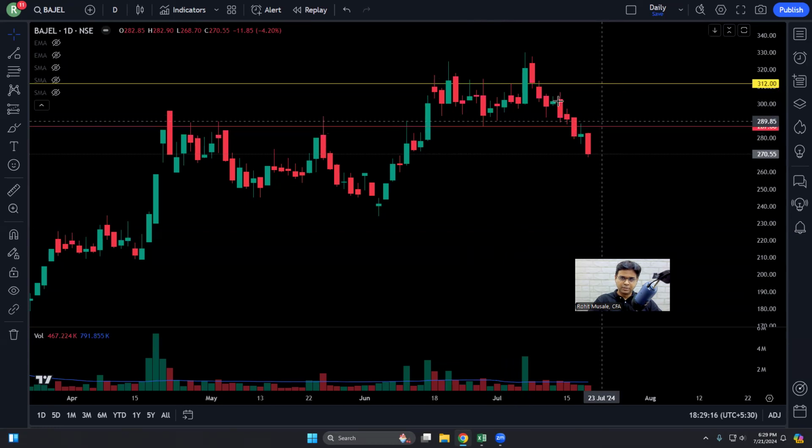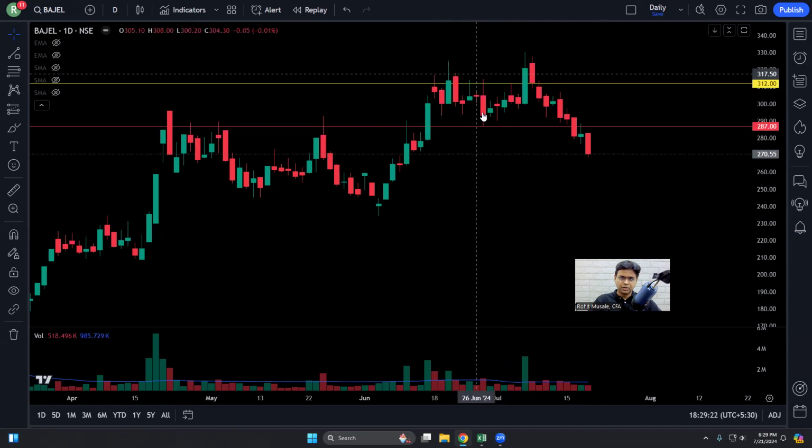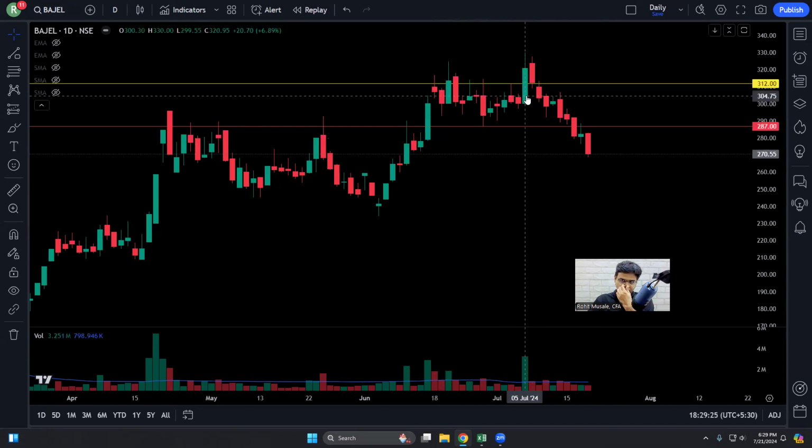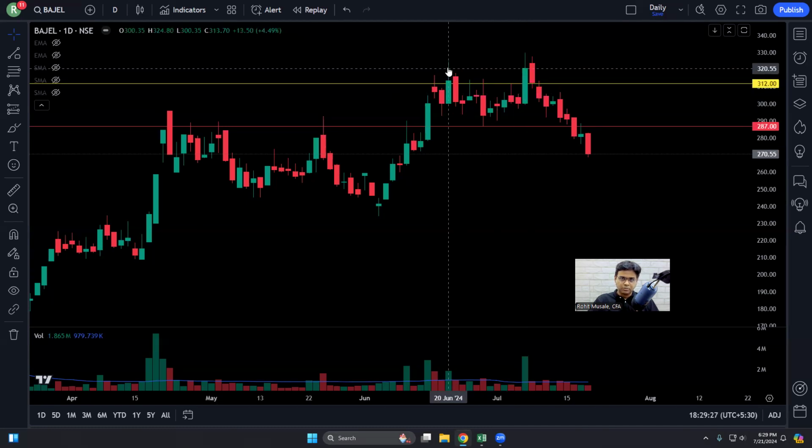The red line is my stop loss. On 5th of July, on this green candle, I bought the stock. So let us look at the base before this breakout. Okay, so the base starts from here.